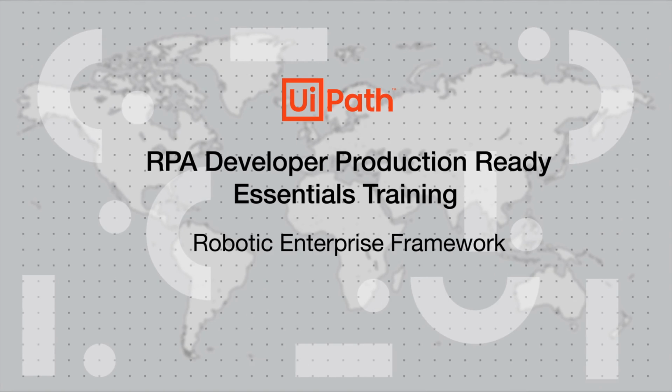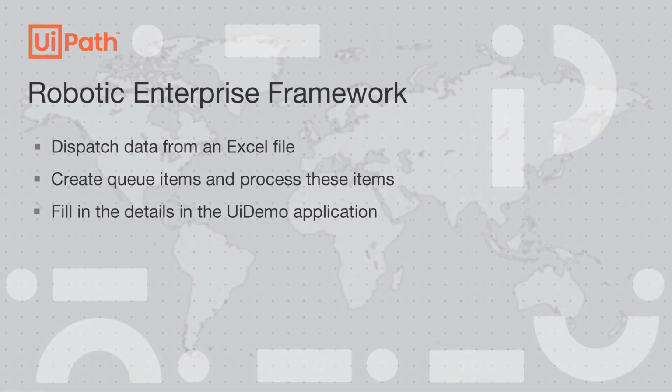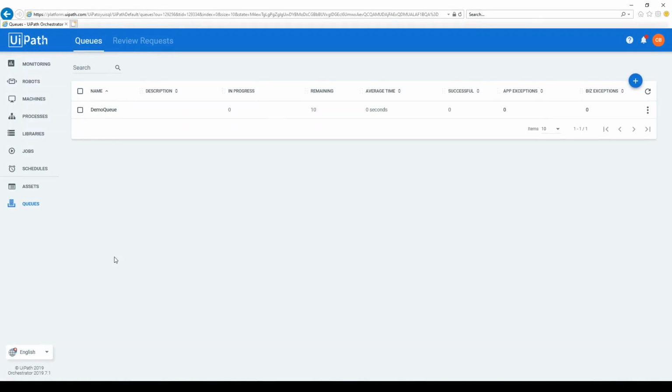In this video, we'll offer an overview of how the Robotic Enterprise Framework, also known as RE-Framework, can be used to process transaction items. For this demo, we want to dispatch data from an Excel file, create queue items, and process these items by filling details in the UI demo application. To start, we need to have a queue in Orchestrator. For the purpose of this demo, we've already created a queue named Demo Queue.